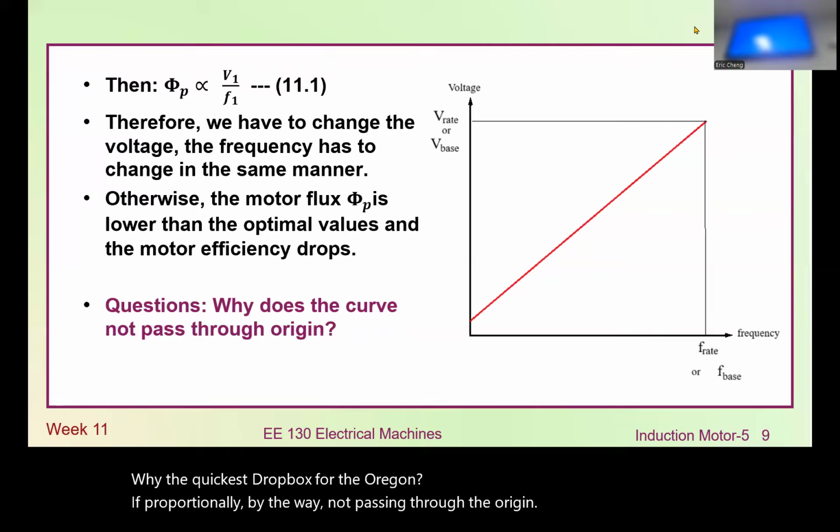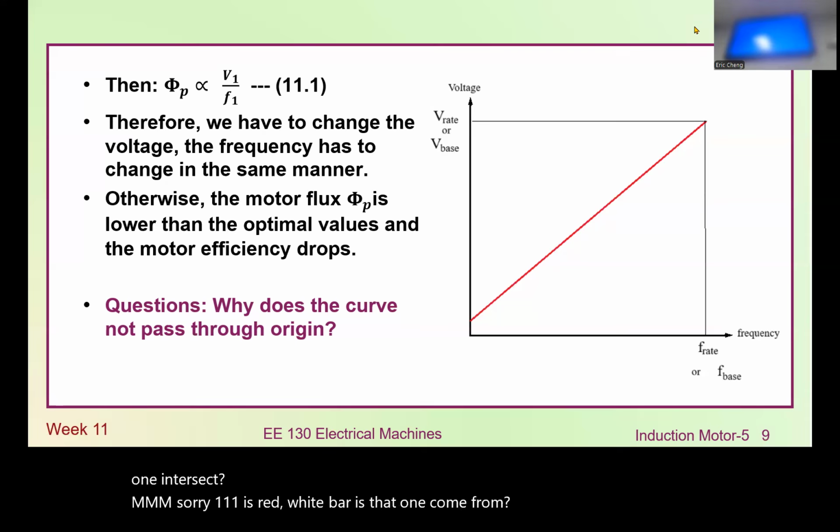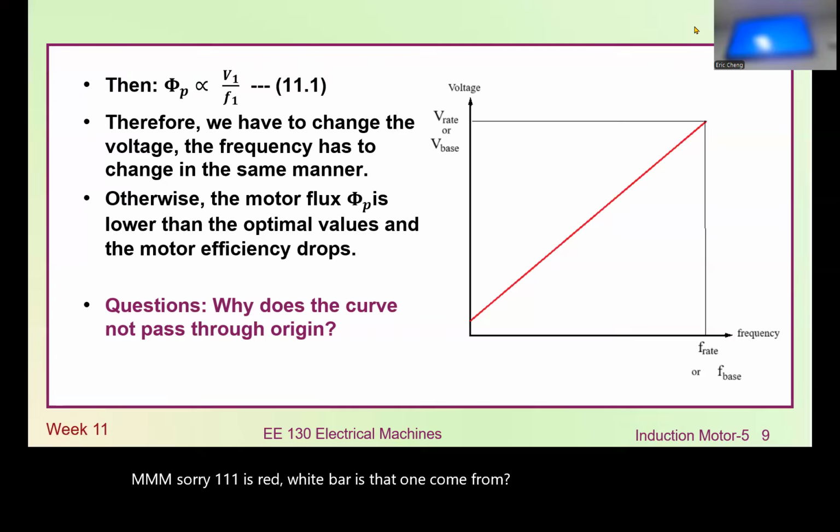What do you think? If they're proportional, then the only way for it to be zero would be if there's no voltage going through. So if it's not passing through the origin, what does the line intersect? What is the parameter in the line intercept? Where does the one come from? Any other suggestions? Any other part?